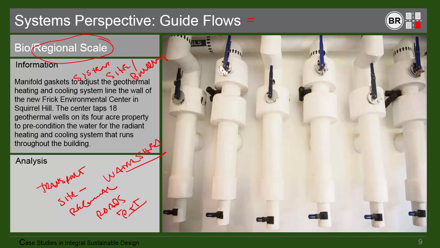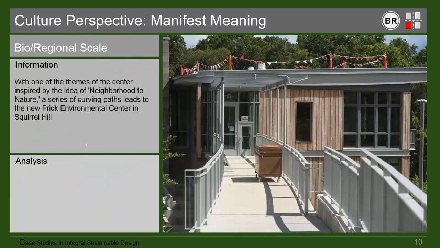But I would move this slide, and then here you might want to say, well, your analysis can either be why did they do it? Obviously they did it for the points, or is it working? So if you do your research on the building, is it really effective as a system? One of the themes of the center is the neighborhood of nature series, right? So that's a check, except this is more at the site scale.